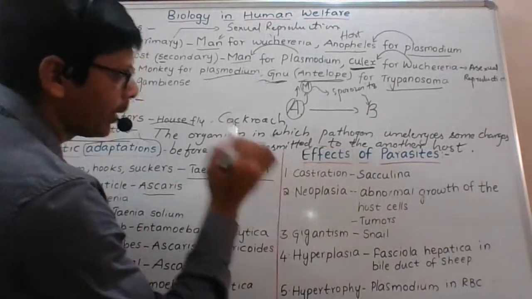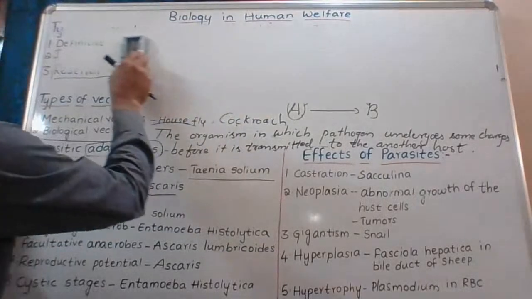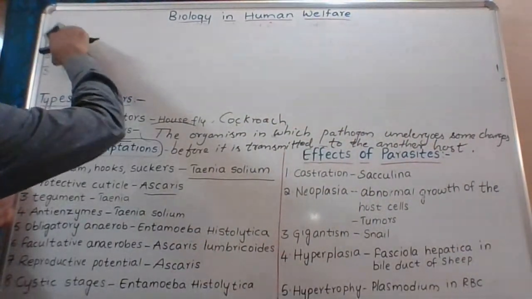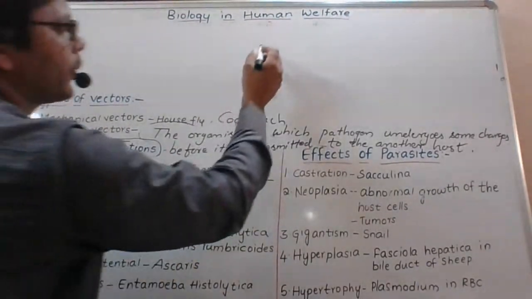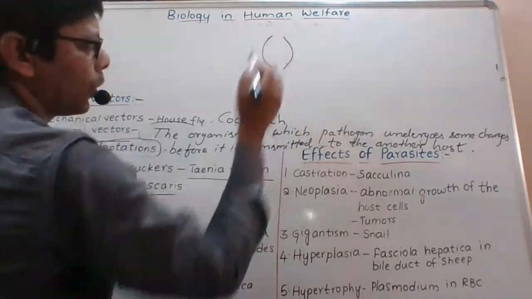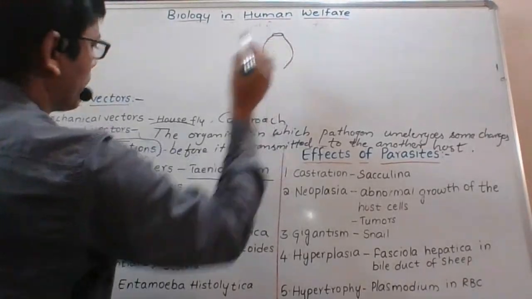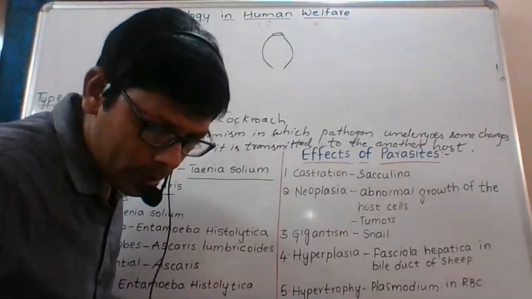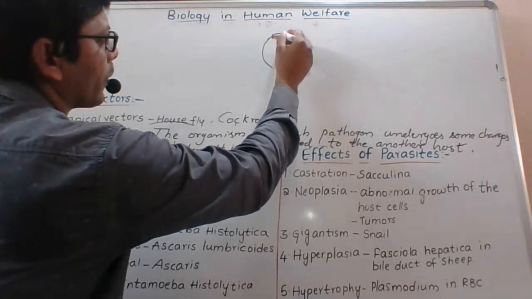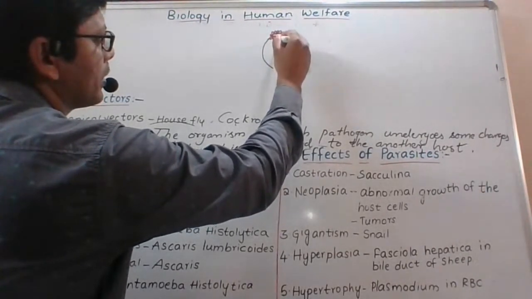Next, let us see what the different adaptations are. First one, Taenia solium. You already know that Taenia solium belongs to the phylum Platyhelminthes. If you observe the structure of Taenia solium, this part is nothing but like a head, called the scolex. On this scolex there is a structure called the rostellum, and there are hooks. These hooks are arranged around the rostellum in two rows.